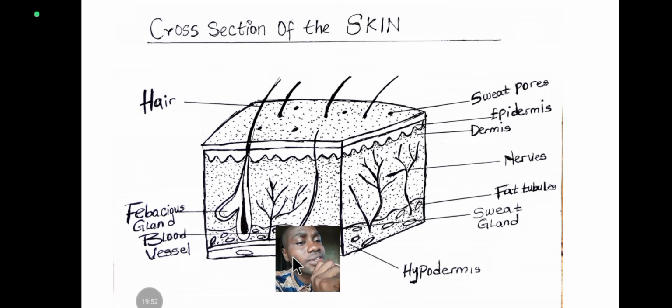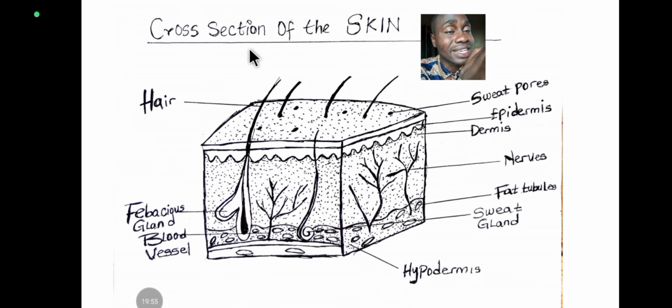Now let's look at the structure of the skin. What we have here is the structure of the skin, a cross section of the skin. When you hear cross section, what does that mean? Cross section means that you cut something. It's just like you carry an orange and cut it through the center, and you can see inside the orange. So you see all the structure inside the orange. That's a cross section. So this is the cross section of the skin. The skin is cut so I can see what we have inside.